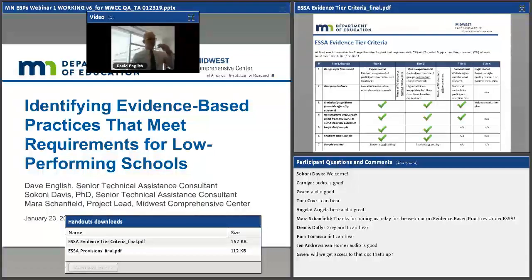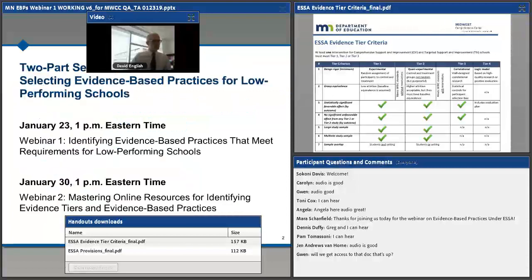But before we do that, we just want to set the table for what we're doing today and take care of a couple of housekeeping things. This is the first in a series of 2 webinars addressing selecting evidence-based practices. The first webinar is going to specifically focus on identifying evidence-based practices that meet the minimum requirements for low-performing schools, right? The minimum requirements for Tier 3 and TSI and CSI schools.